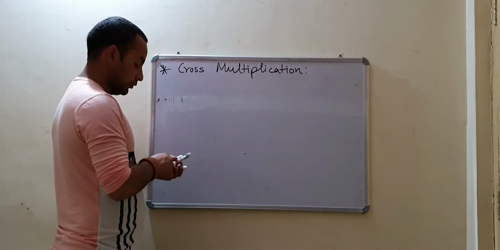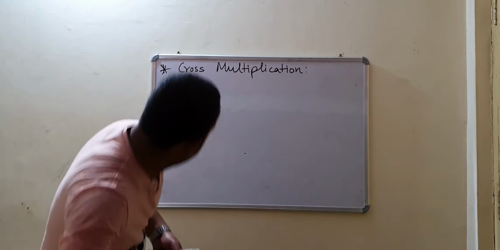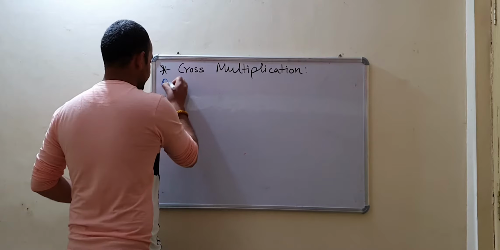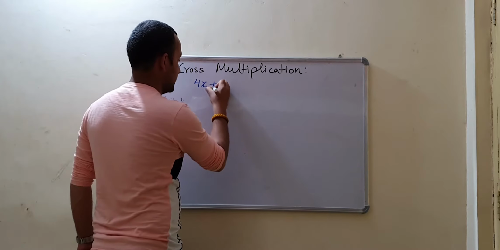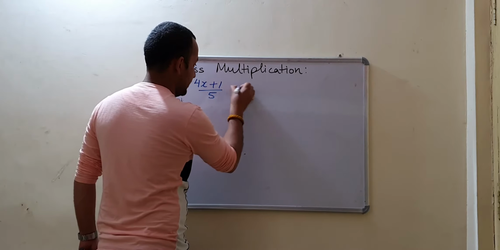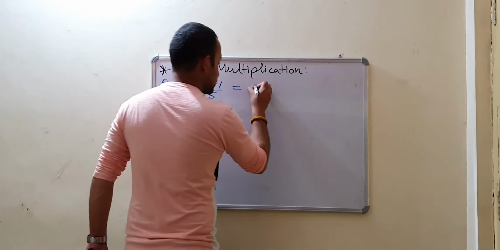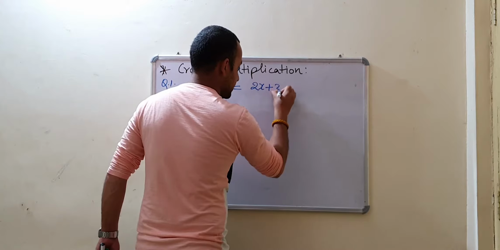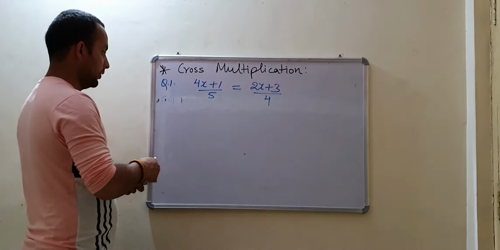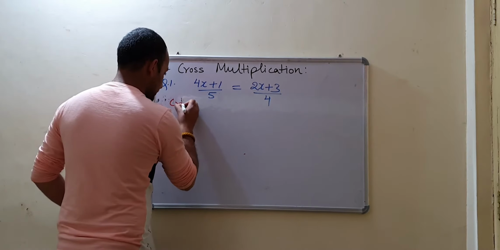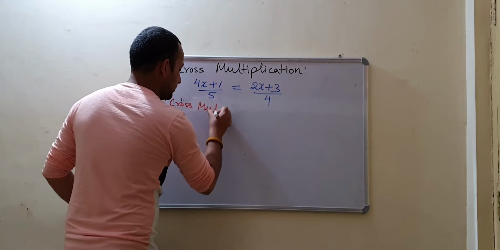Method. So our first question is: (4x + 1)/5 equals (2x + 3)/4. Now what we will do, we will cross multiply each here.